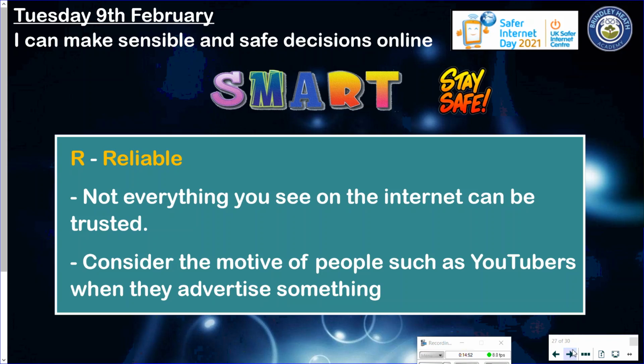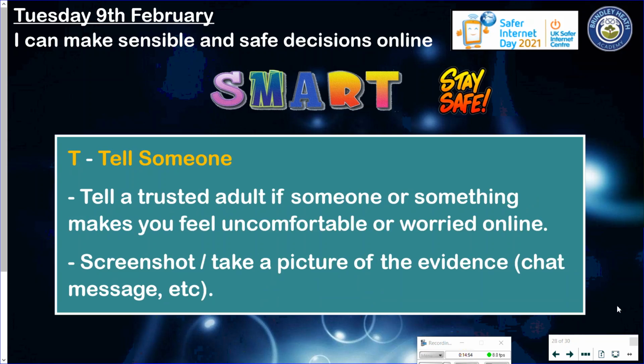And that leads to our final one, which is T, which is to tell someone. Tell a trusted adult if something or someone makes you feel uncomfortable or worried online. Particularly, for example, if you were getting messages from somebody and they really concerned you, you didn't know who the person was, you didn't know why they were saying these things to you.